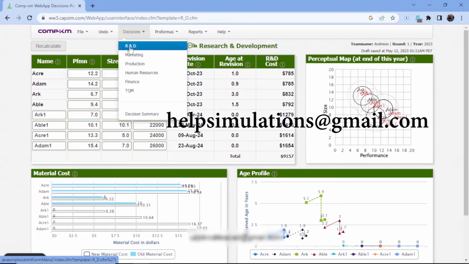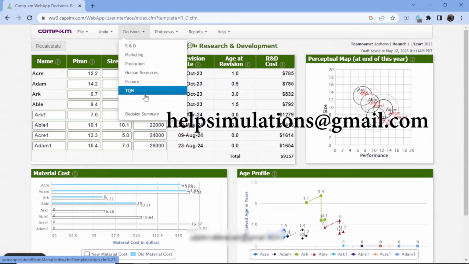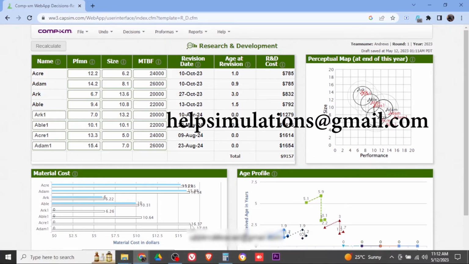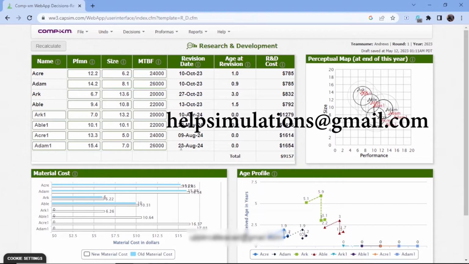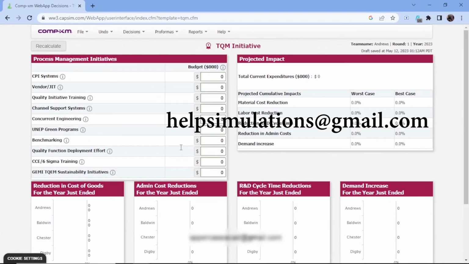So my next step is, because I want to reduce my R&D cycle time and reduce my material costs and these other costs, I'll come into my total quality management. Here are initiatives that will help you reduce the R&D cycle time and also reduce your labor cost and what have you. So I'll invest 1 million.